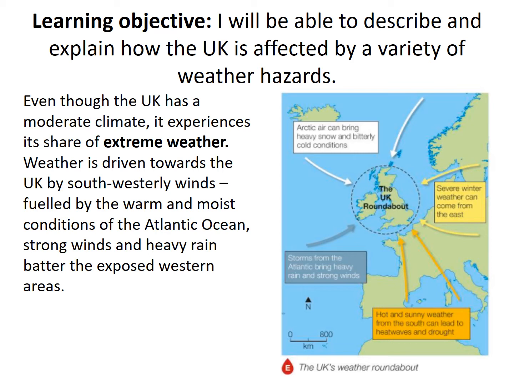And we can also have our weather coming from the east, from Scandinavia and Russia as well, which can provide a lot of cold weather, wind, and sometimes some snow, especially if you live in the north and in Scotland.